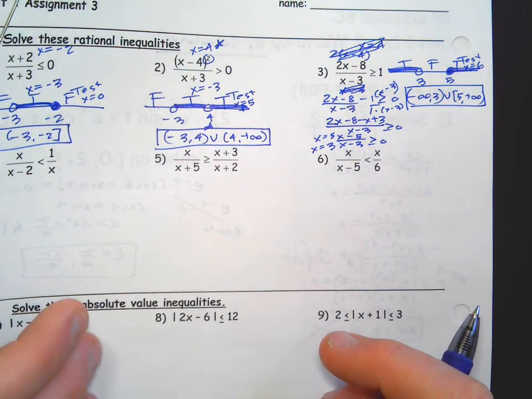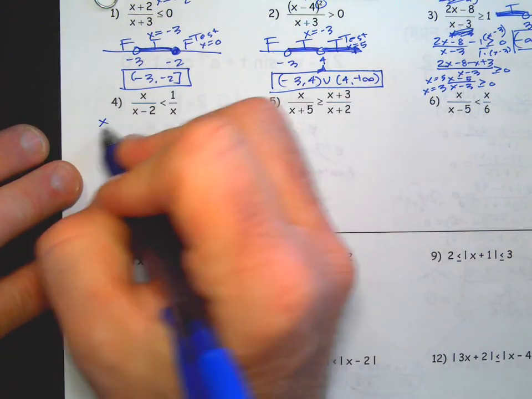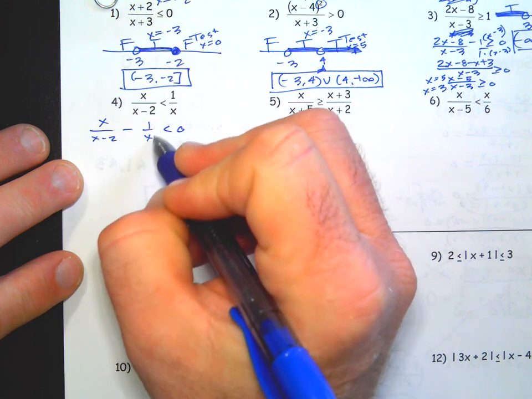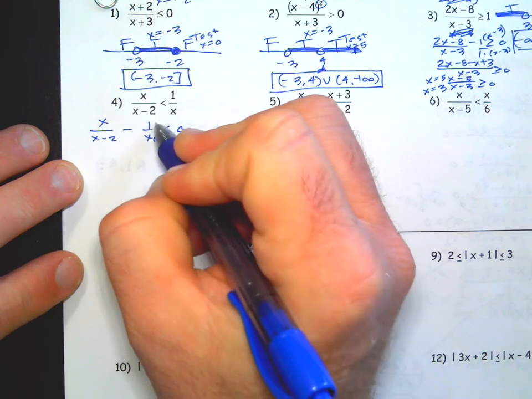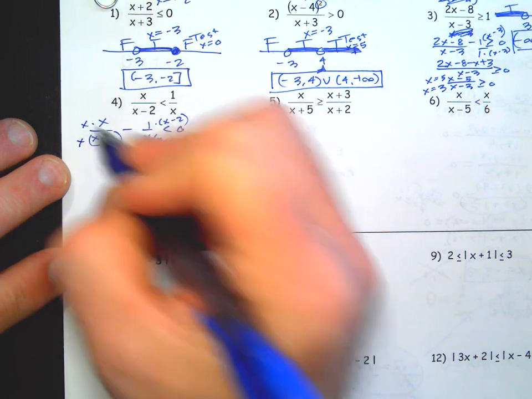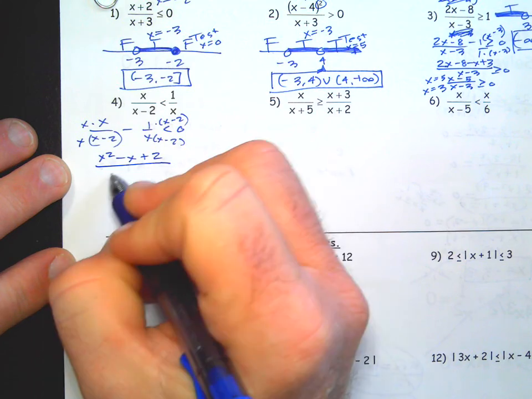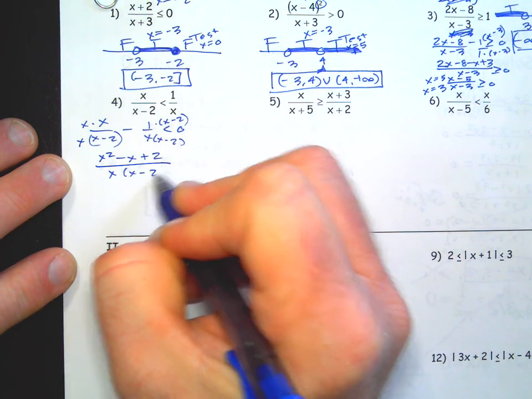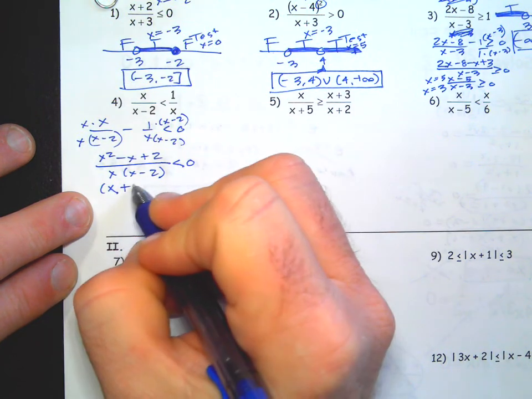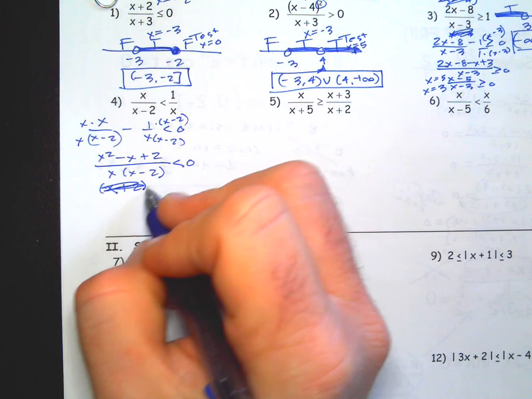Okay. All right. Number 4, move everything to one side compared to 0, least common denominator. I'm going to combine into a single big fraction. So we get x squared minus x plus 2 over x minus 2. Leave the bottom factored. The top, x plus 2. Ooh, the top, I don't think we can factor that. So we've got to use the quadratic formula.